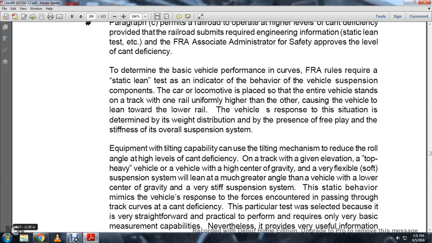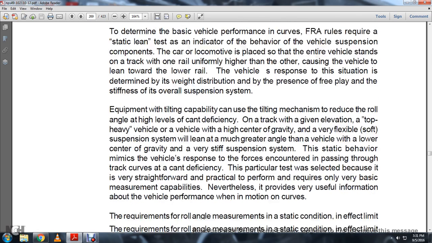To determine the basic vehicle performance in curves requires the static lean test, which indicates the behavior of the vehicle and suspension components. The car is placed on the track with one rail uniformly higher than the other, causing the vehicle to lean toward the lower rail. This situation is used to determine the weight distribution and the presence of free play and the stiffness of the overall suspension system.